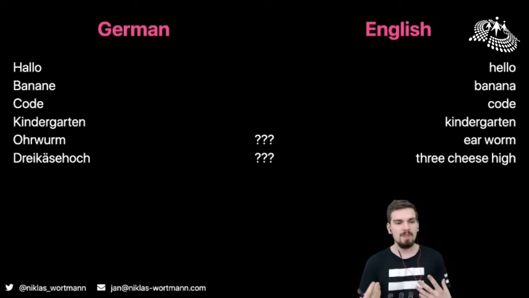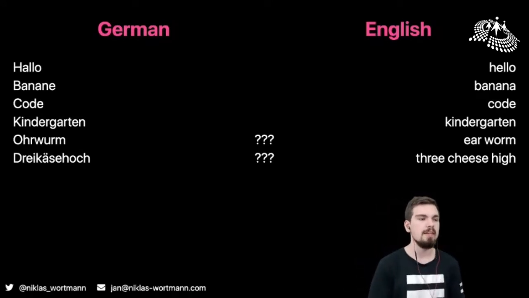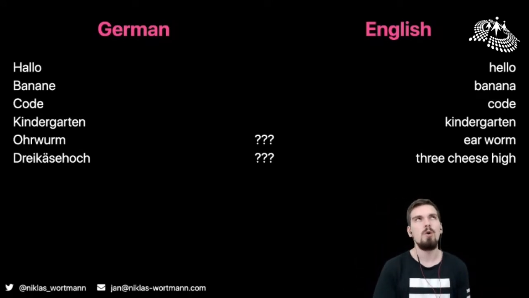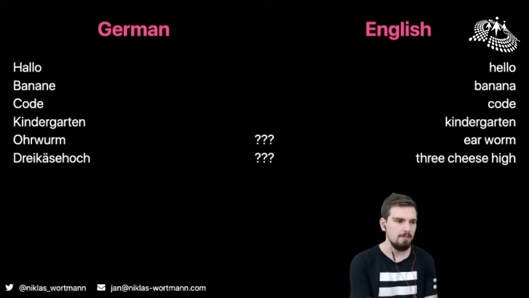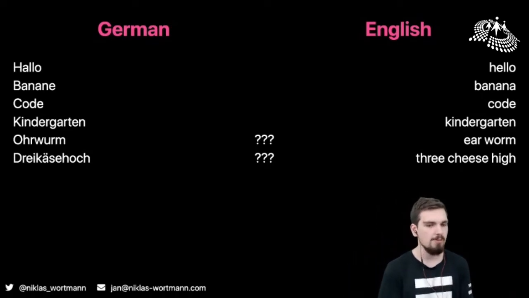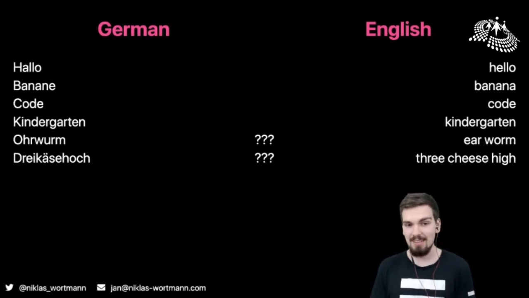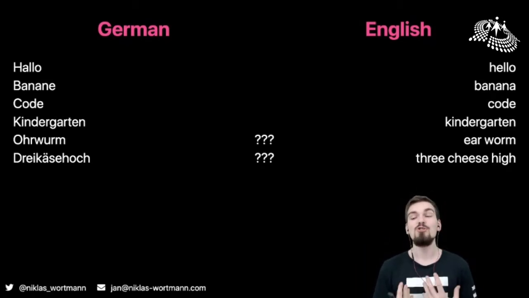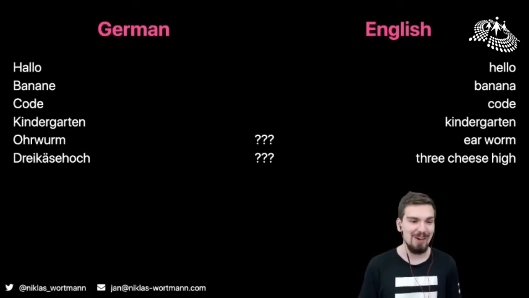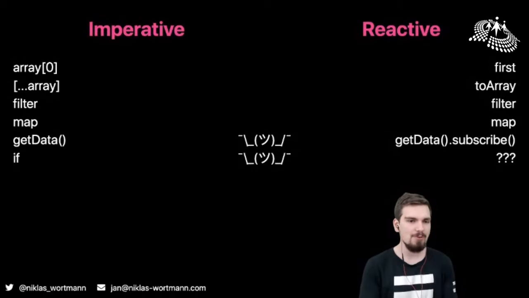But what I want to get to is the fact that there are also words that don't make any sense if you translate them. Like in Germany, we have the saying of an ohrwurm, which is when a song keeps stuck in your head. If you translate that into English, earworm sounds so gross. Like, Jesus Christ, what's going on here? And from my point of view, it's the same for reactive programming.